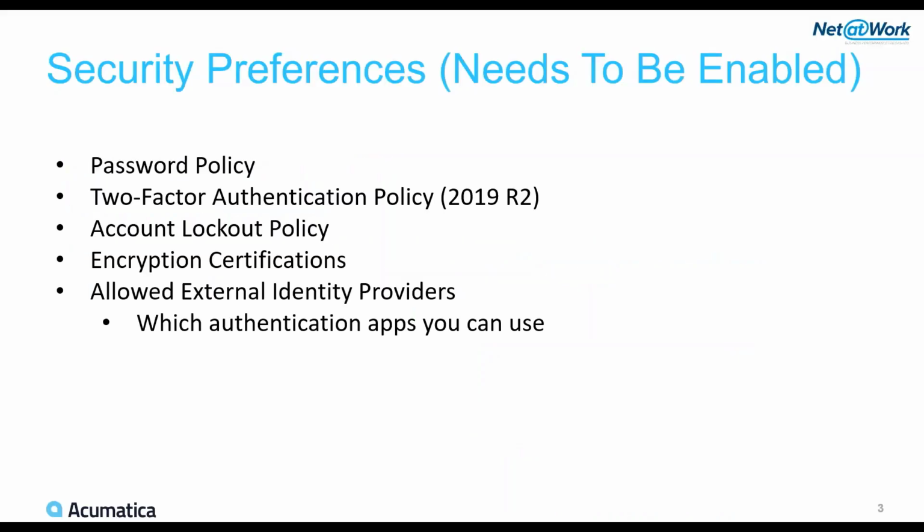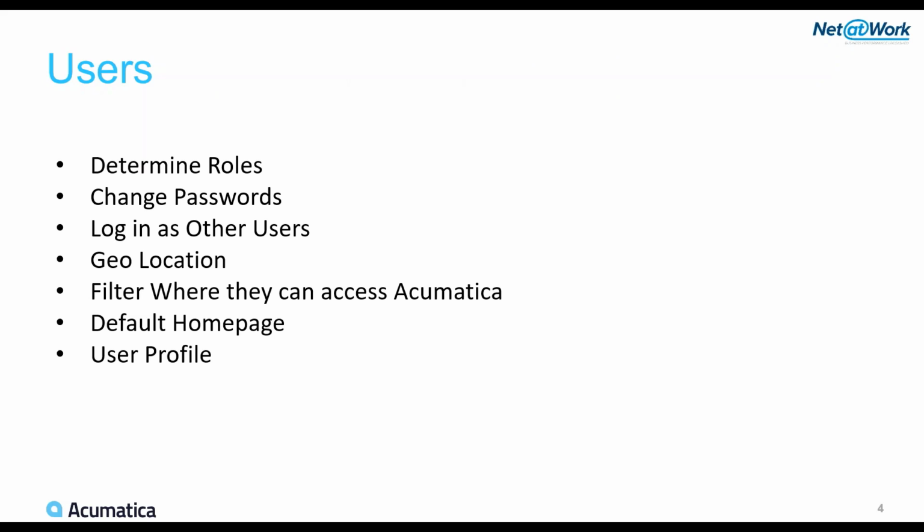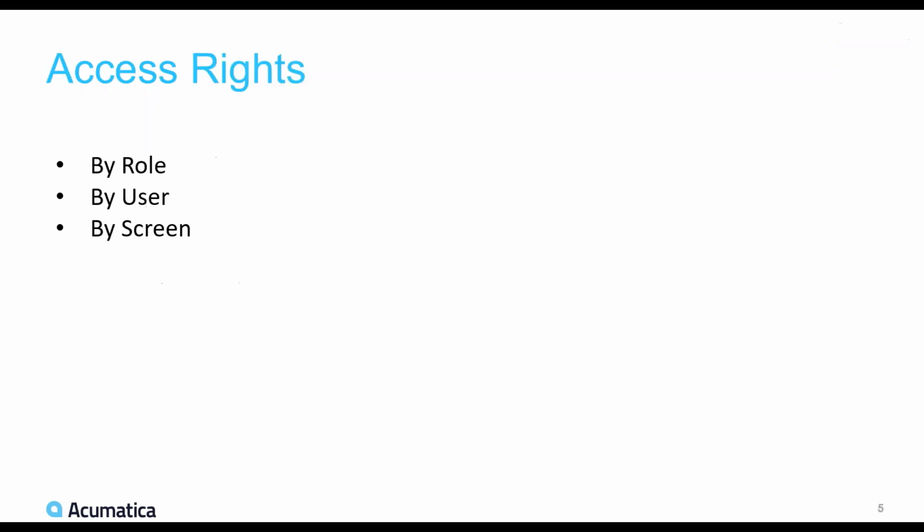So today we're going to cover 4 different aspects in Acumatica. The first would be security preferences, which needs to be enabled, where we would cover the password policy, the 2-factor authentication, lockout, et cetera, which we'll cover in just a second when we get into the demo. Users, which is determining their roles, their passwords, logging in, tracking their location, and even filtering where they can have access to Acumatica so they're not able to access it at a local Starbucks or a public Wi-Fi at the airport, for security purposes. Default home pages when they're jumping into Acumatica.